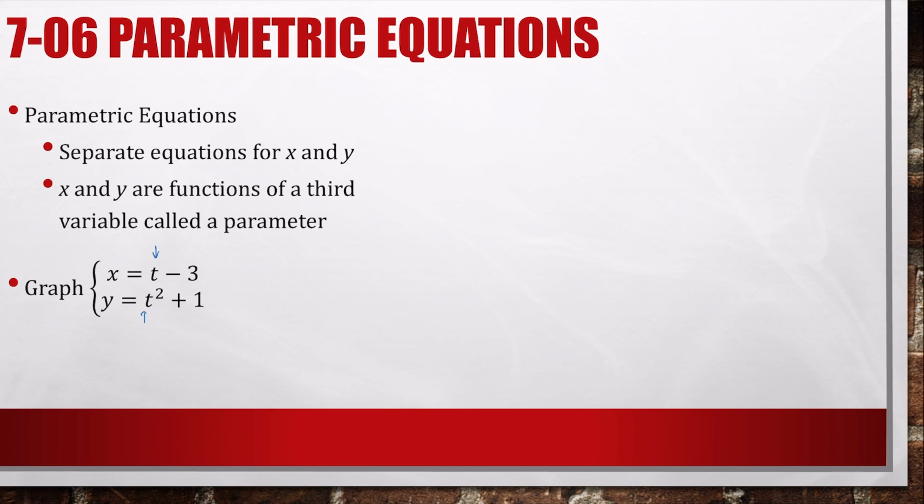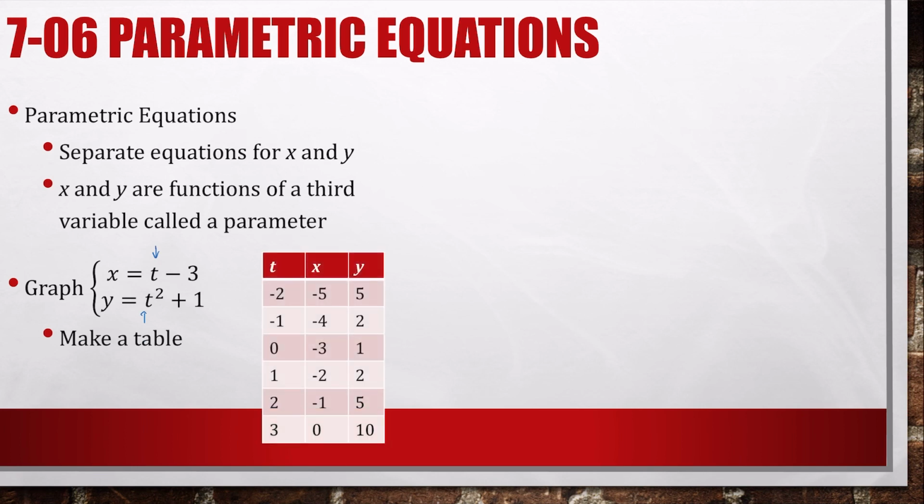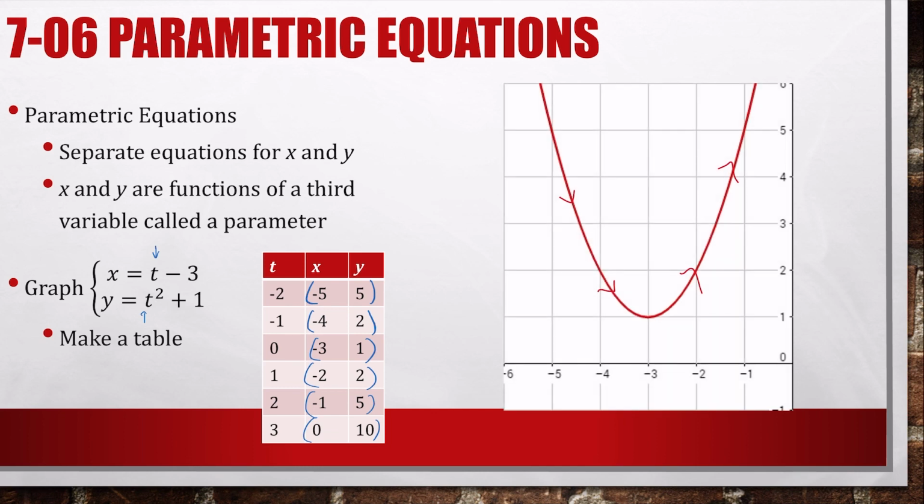Well, we can graph this by making a table. So here's my table. What I did is I picked a bunch of values for t, plugged them in to find the x and the y. And then these are the points that you graph. You graph x, y. So we had negative 5, 5, negative 4, 2, negative 3, 1, negative 2, 2, negative 1, 5.